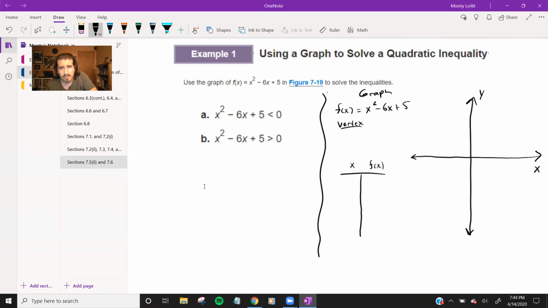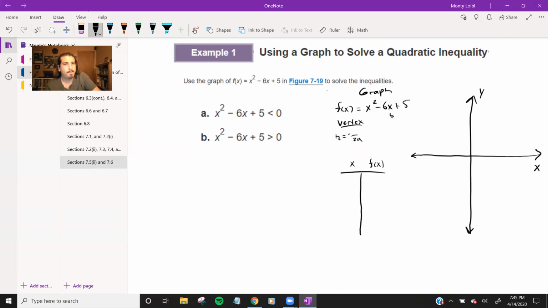So again, to find the vertex, we're going to use h is equal to negative b over 2a. So plugging in our values there, I'm going to move everything down here a little bit more. Hopefully you'll see that graphing it is probably the most time-consuming part of solving this problem. Once you graph it, then this part here is pretty straightforward.